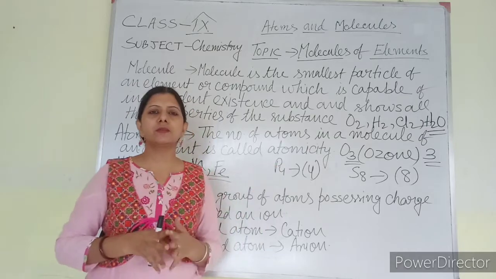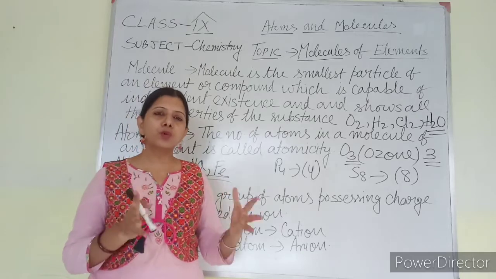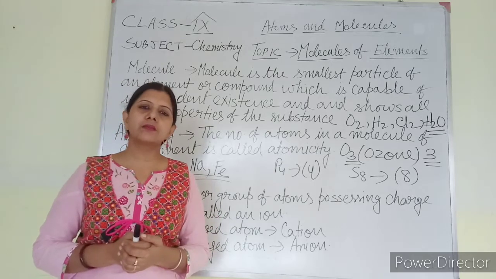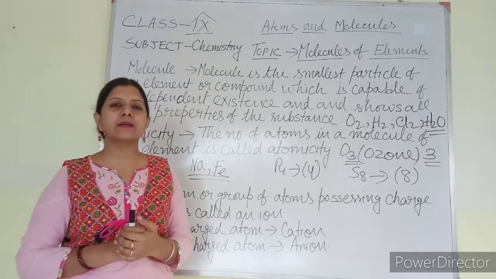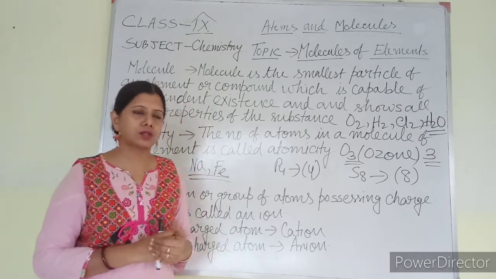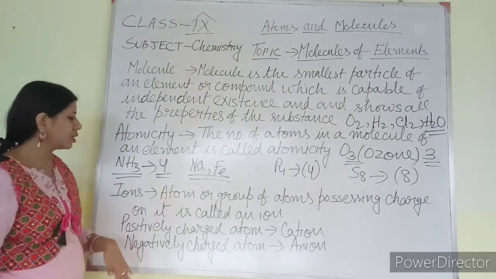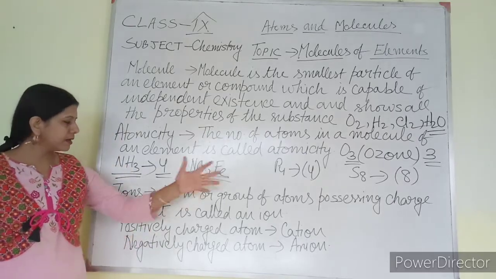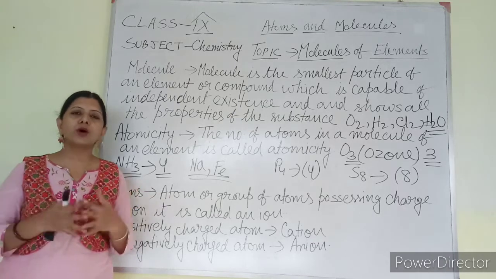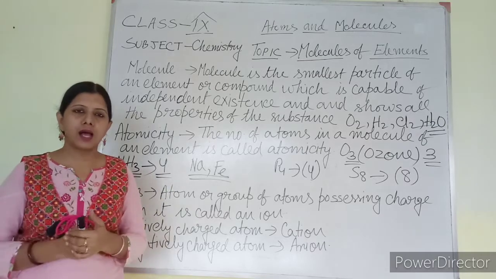So when charge develops on an atom, those kinds of atoms are known as ions. And if a group of atoms develops charge, sometimes you can call them an ion also, or it has a specific name, known as radical. Radical means a group of atoms containing charge. So ion: I have written, atom or group of atoms possessing charge on it is called ion. If a group of atoms possesses charge, they are known as polyatomic ion, or radical.